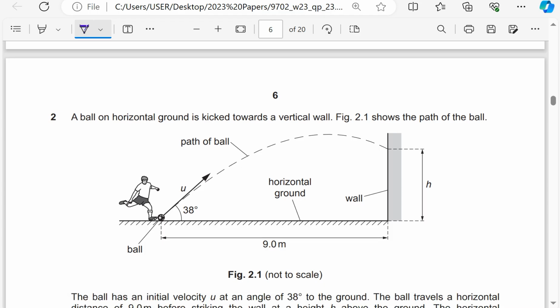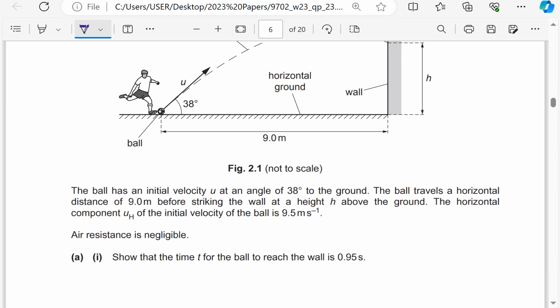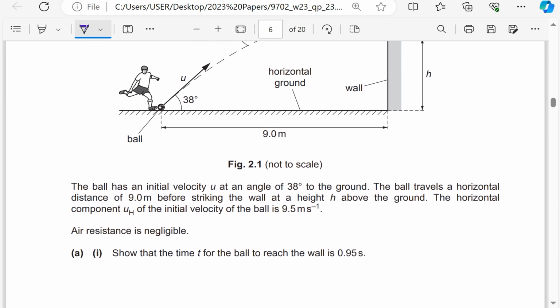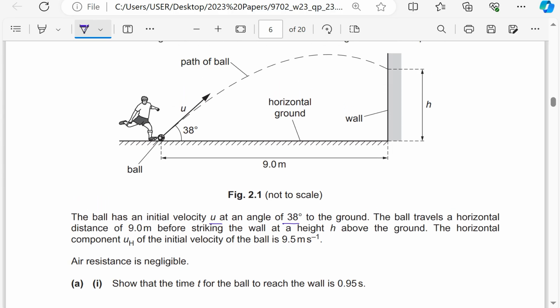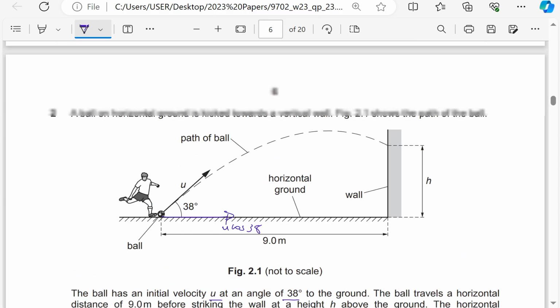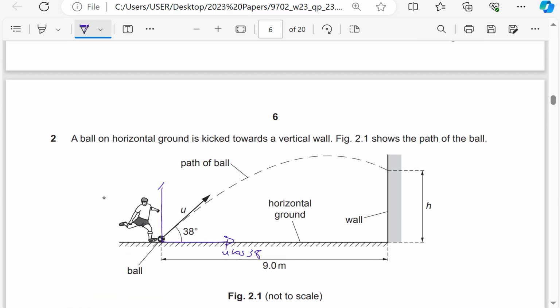A ball on horizontal ground is kicked towards a vertical wall. The figure shows the path of the ball. Okay, this is projectiles. The ball has an initial velocity u at an angle of 38 degrees to the ground. So that means if we resolve u to the horizontal, it's going to be u cos of 38. If I resolve u to the vertical, it is going to be u sine of 38 degrees.